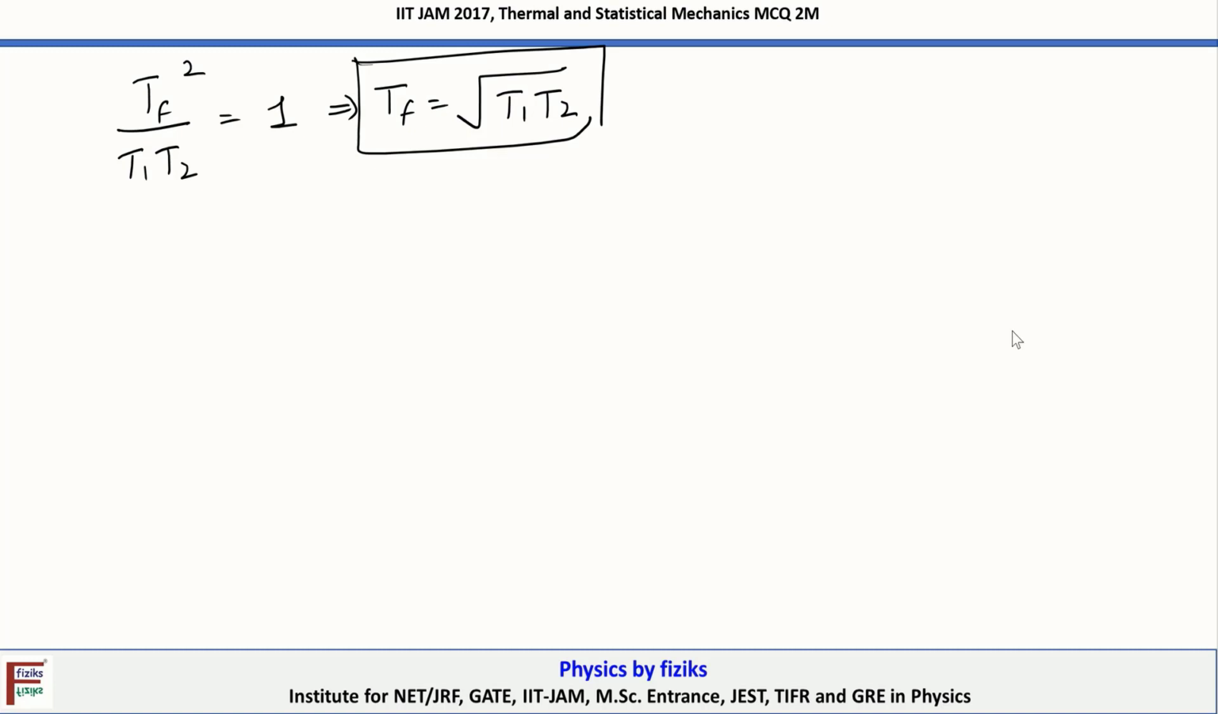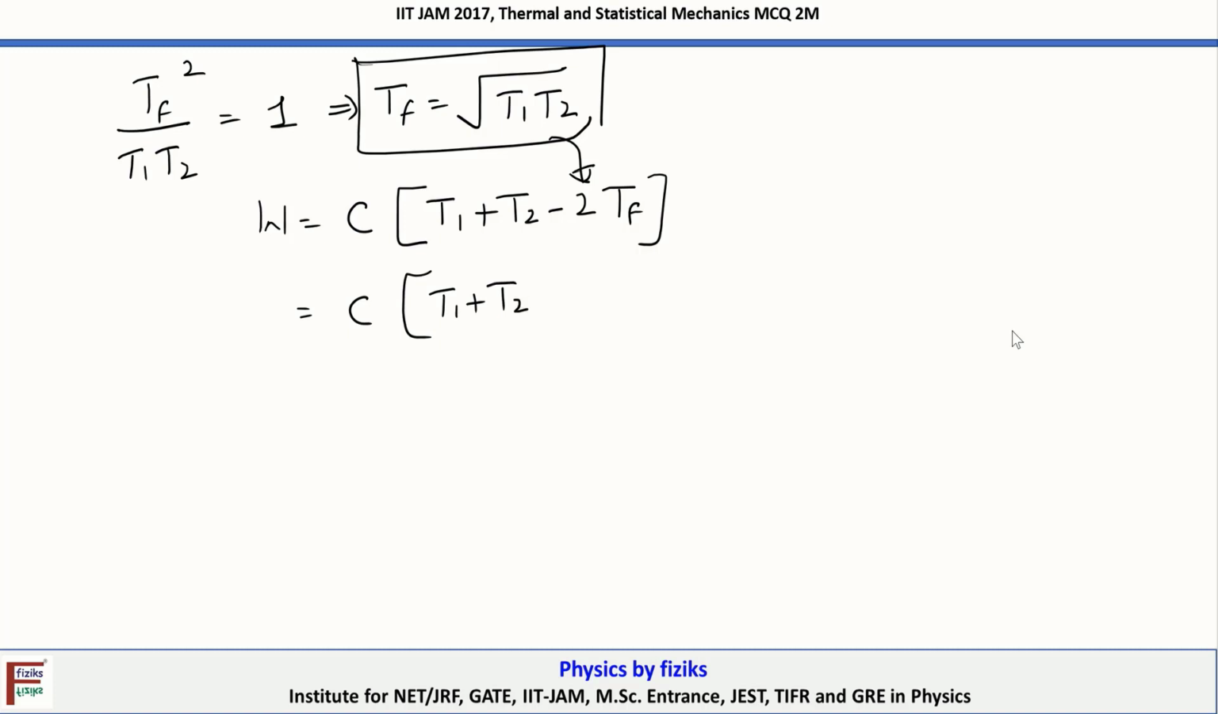So what was W equal to? W was equal to C times T1 plus T2 minus 2 times TF. Now substitute the value of TF from here. So this is further equal to C times T1 plus T2 minus 2 under root T1 T2, and this can be further rewritten as C times under root T1 minus under root T2, its whole square. So this is our final answer.